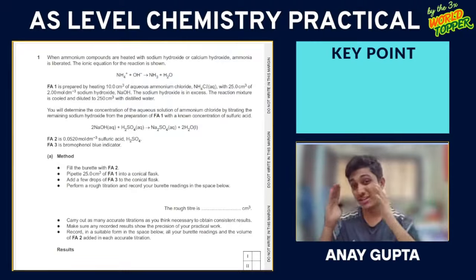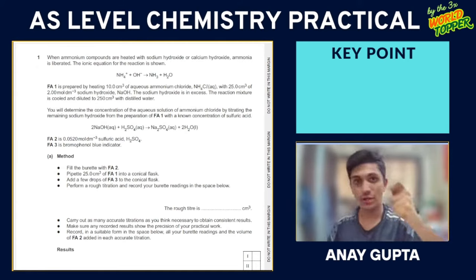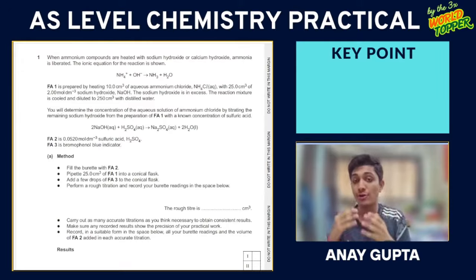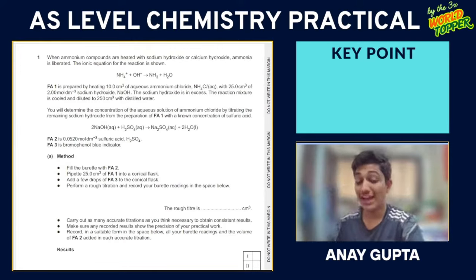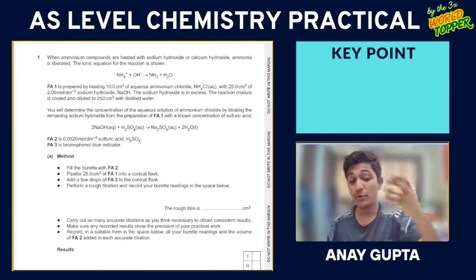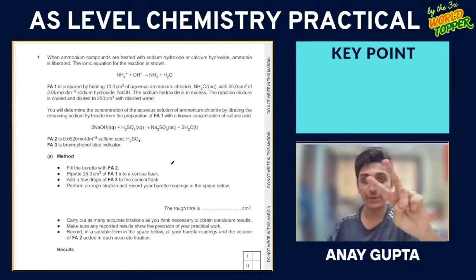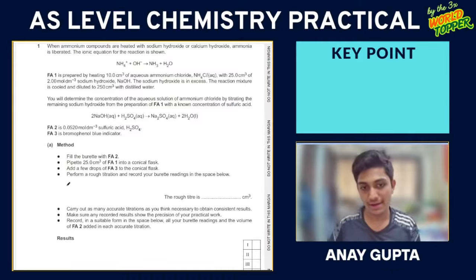Now one very important key point to note here is we have to record our values to accurate significant figures. If you do not round your answers to the least count, you will lose marks. Just as in our physics practical, you have to round your recorded values to the accuracy of the instrument. So we have been given a burette over here. The burette measures to the nearest 0.05 cm³. Correct? So we have to record our answers to two decimal places. Okay, so I can say that my rough titer.